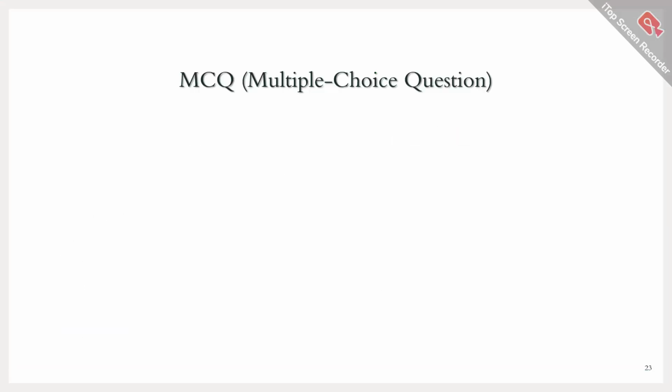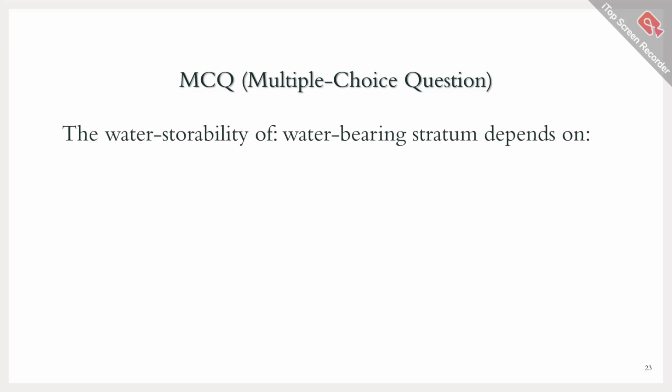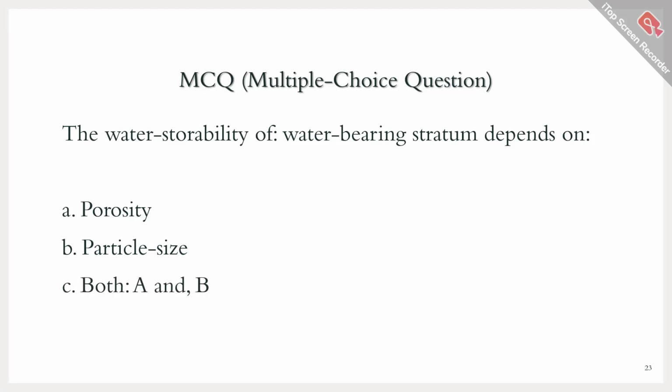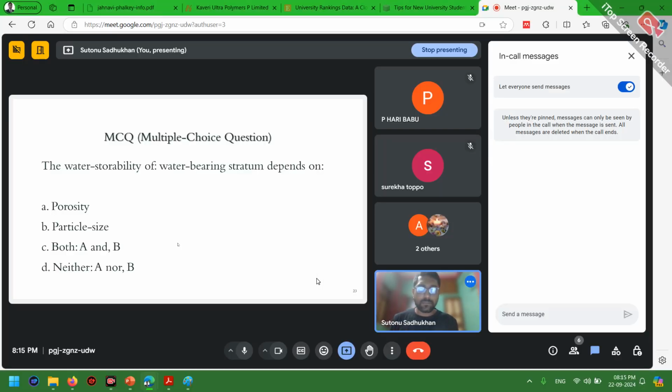Okay. Now, next MCQ: the water storability, or the ability to store water, of water bearing strata depends on option A porosity, option B particle size, option C both porosity and particle size, option D none of them. The ability of a water bearing stratum to store water depends on which factor: porosity, particle size, both, or none.